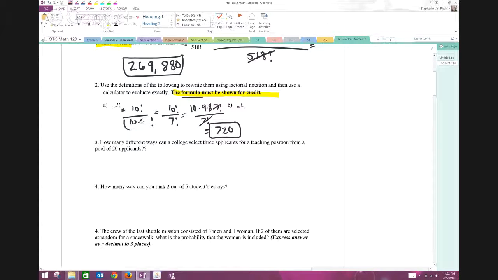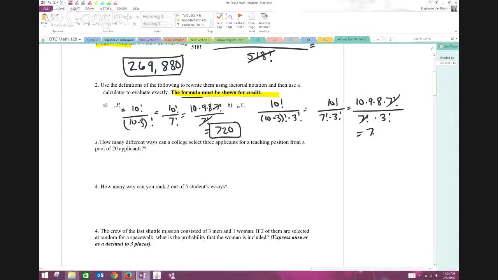Clean this up a little bit. The combination formula would be 10 factorial divided by 10 minus 3 factorial times 3 factorial. So I get 10 factorial over 7 factorial times 3 factorial. So I end up with 10 times 9 times 8 times 7 factorial divided by 7 factorial times 3 factorial, which actually gives me 720 divided by 6, which gives me 120. So you need to know the permutation formula and the combination formula, and then you can plug that in your calculator to confirm that you've done those steps correctly.